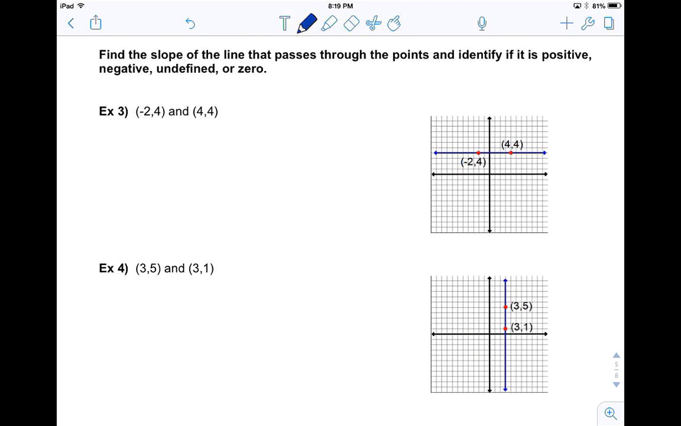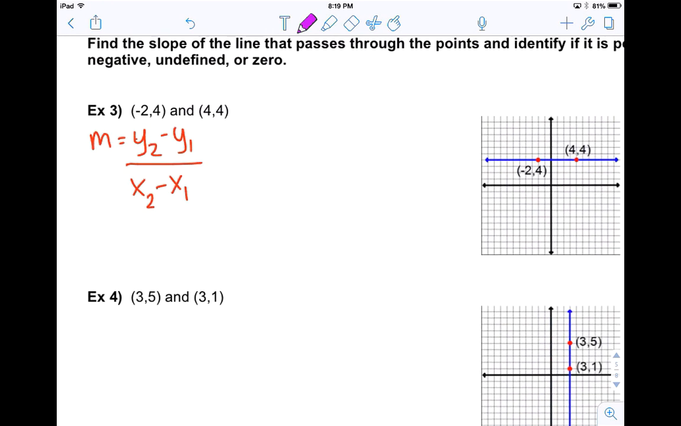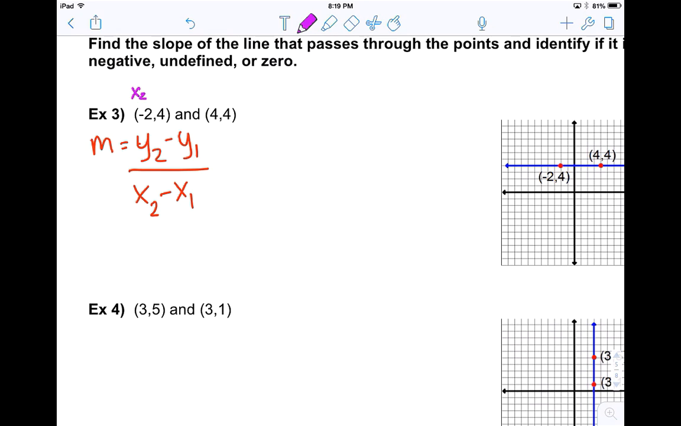Alright, so they gave us our 2 points. So we're going to plug it into our slope formula. And before we can plug it in, we're going to label our points. So just to show you it doesn't matter, I'm going to make this first point x2, y2, and the second point x1, y1. Doesn't matter which point you label as which, you're still going to be subtracting your y values and x values together. So we have y2 minus y1, so that's going to be 4 minus 4. In the denominator, we have x2 minus x1, so negative 2 minus 4.